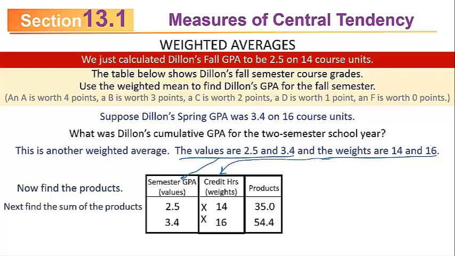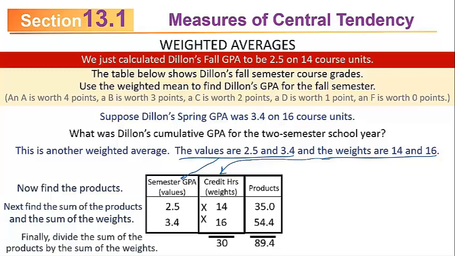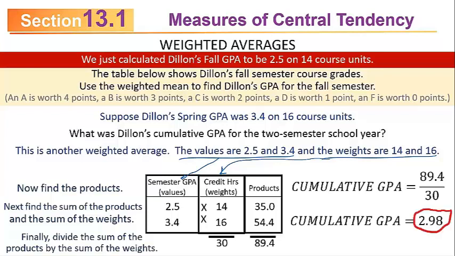Then you want to sum up the products. That's 35 plus 54.4, that's 89.4. Then you want to sum the weights. In other words, how many credit hours altogether was he taking? That's 30, 14 plus 16. And finally, the GPA is going to be the sum of the products, which is 89.4, divided by the sum of the weights, which is 30. So Dylan's overall academic year GPA for the fall and spring together was a 2.98.